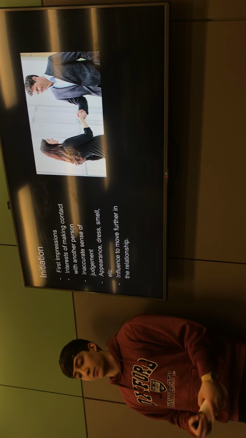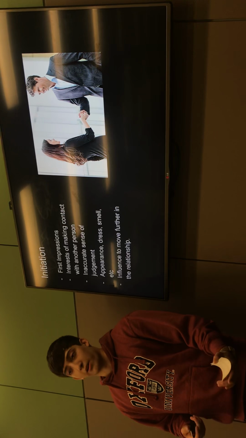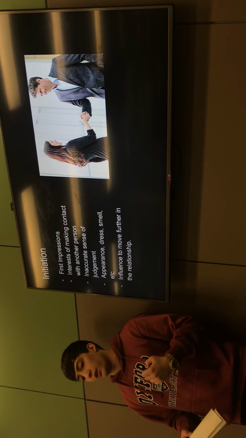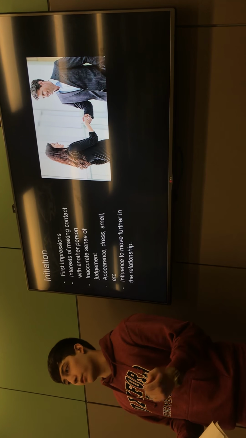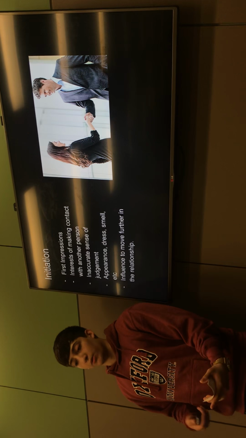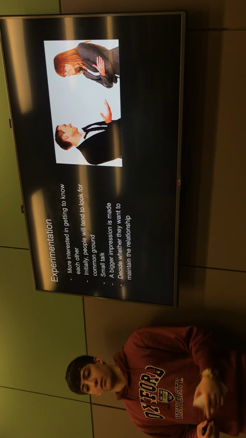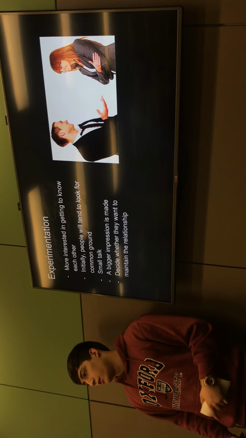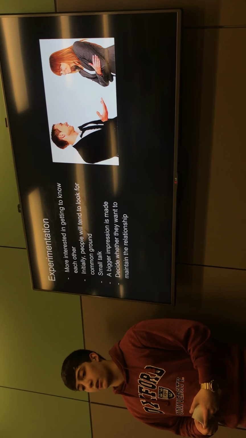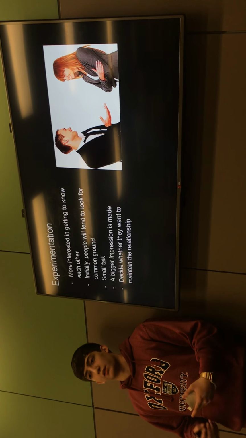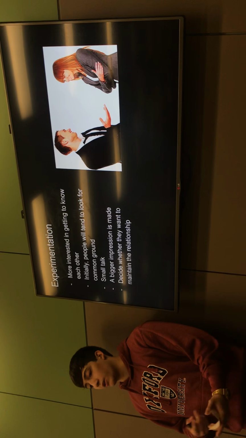In romantic relationships, appearance, dress, and smell will mostly matter. And the influence in this initiation will influence greatly whether you want to further it into further stages or further the relationship. And if they do, it'll lead to experimentation. This is the more interested stage, more getting to know each other. The couples are more interested. They'll initially look for common ground. They'll look for common interests, hobbies, maybe acquaintances as well.